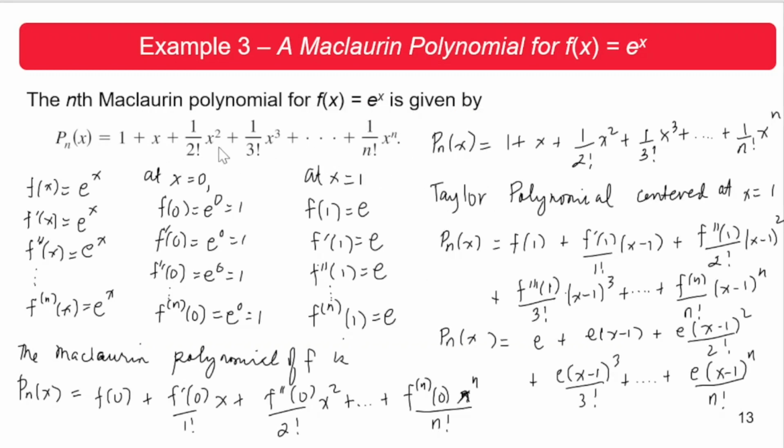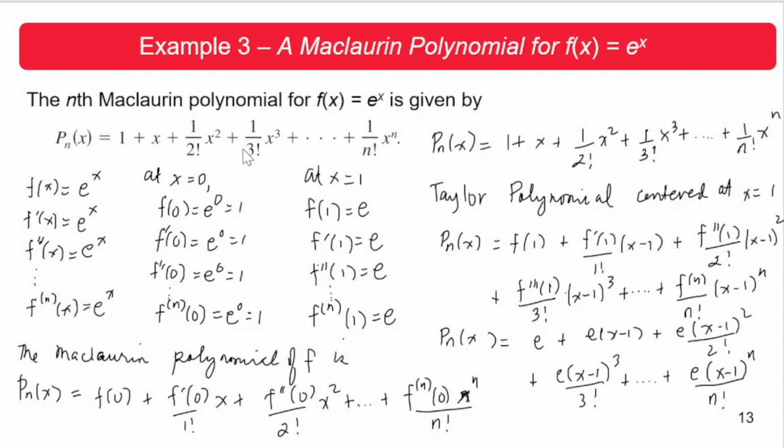Okay, so in this example, given the function f of x equals e to the x, we need to find the Maclaurin and the Taylor polynomial. For the Maclaurin polynomial, the first thing that we have to do is differentiate the function. So given this function f of x equals e to the x, the first derivative, denoted by f prime of x, is e to the x. The second derivative of the function is e to the x, and so on up to the nth derivative of f of x is e to the x.